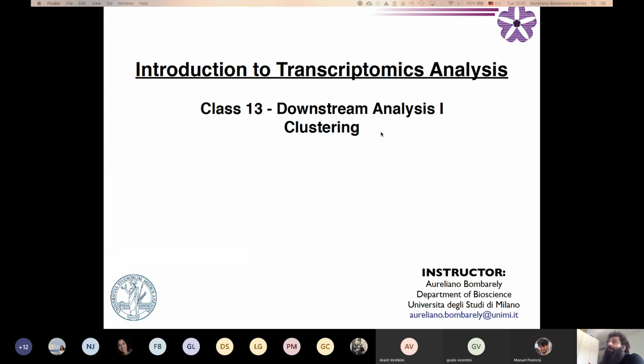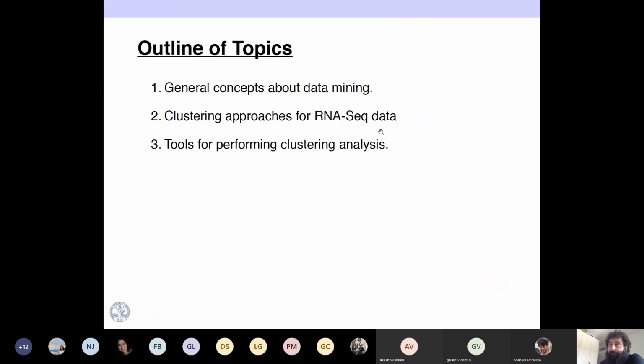Okay, so let's go for this downstream analysis with cluster. I'm going to talk a little bit about the general concept of data mining, clustering approaches for RNA-seq data, and then tools for performing clustering analysis.